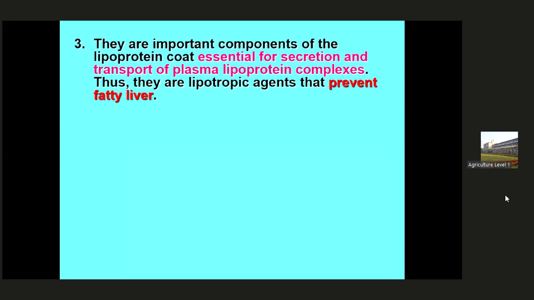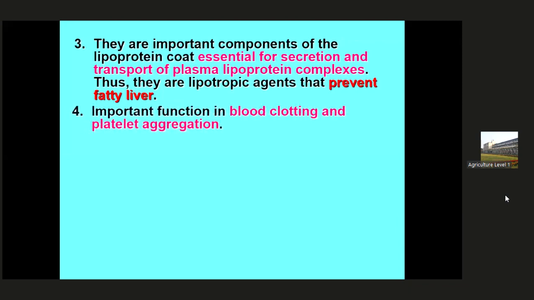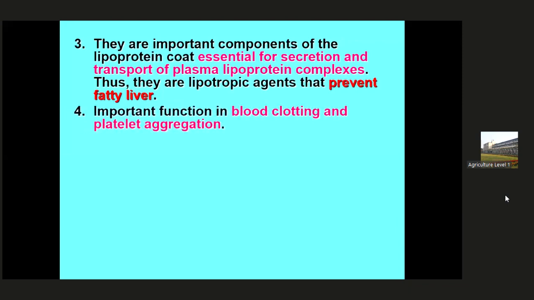They are an important component of the lipoprotein coat, essential for the secretion and transport of plasma lipoprotein complex. Thus, they are lipotropic agents that prevent fatty liver. They have an important function in blood clotting and platelet aggregation. Blood clotting: when a portion of your body is wounded, blood is secreted from your body, but after some time it is clotted.